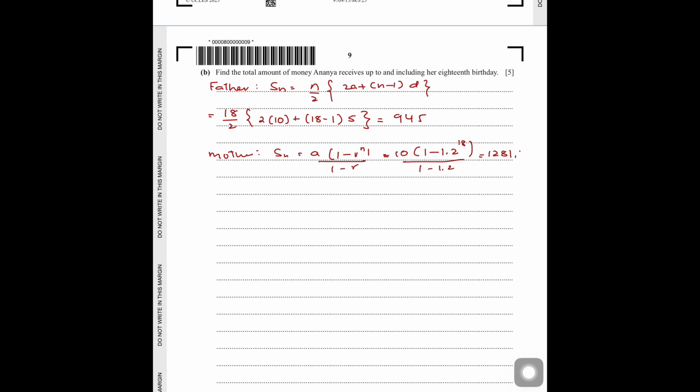And this is 1281.166, which is 1281.17 to 2 decimal places. Money should be to 2 decimal places. So the total amount she receives from her mother and father: total amount is 945 plus 1281.17, which is 2226.17.